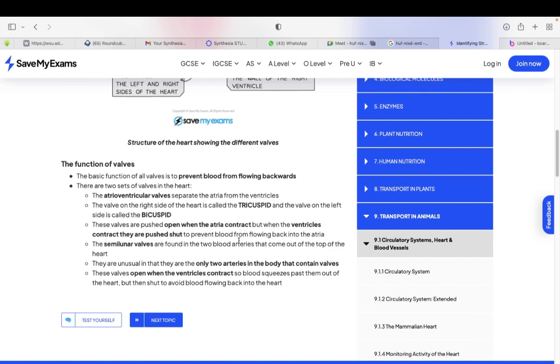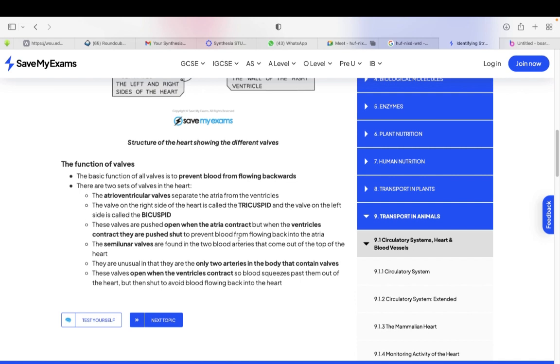Now, these valves are pushed open when the atria contract. Because the walls of the atria contract so that the blood can go. So when both the left atrium and the right atrium contract, these valves are pushed open.